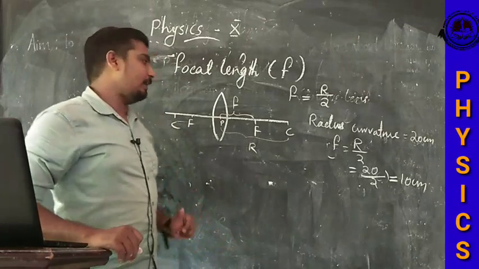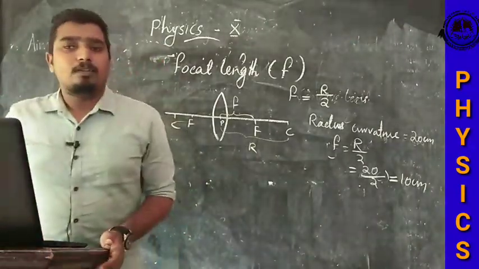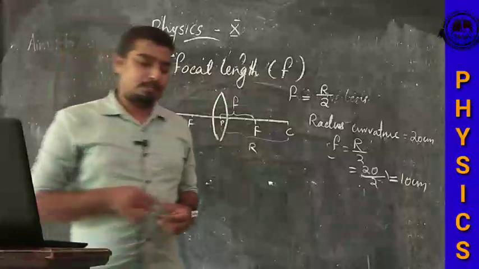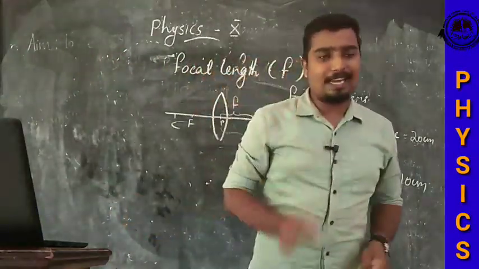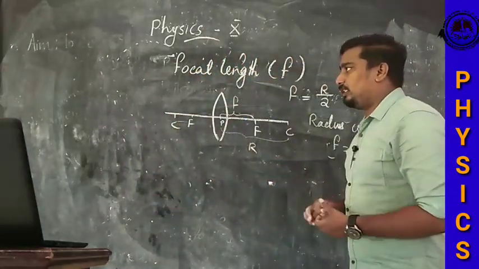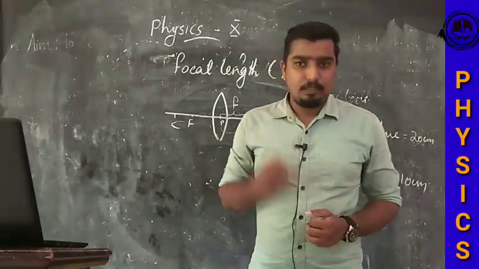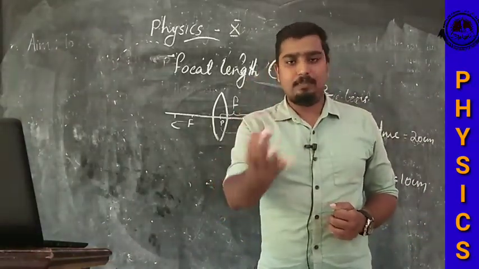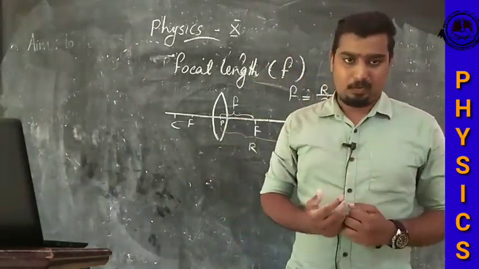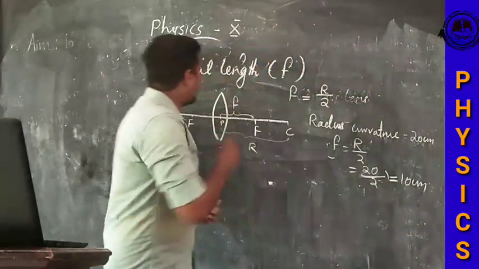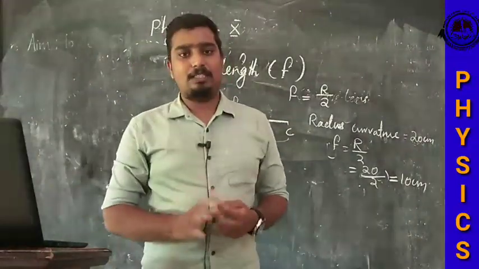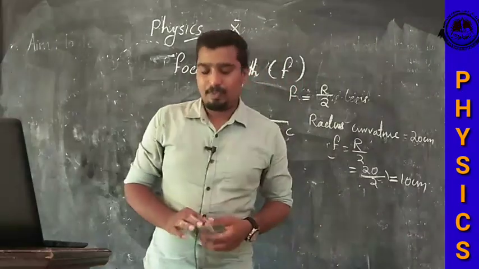Is it clear? Okay, these are the terms related to spherical lenses. There are two types of spherical lenses, concave lens and convex lens, and the terms related to these spherical lenses are optic center, center of curvature, principal axis, principal focus, focal length, and radius of curvature. These are the terms related to spherical lenses. Okay, I hope you all understood this session. Clear? Okay, thank you.